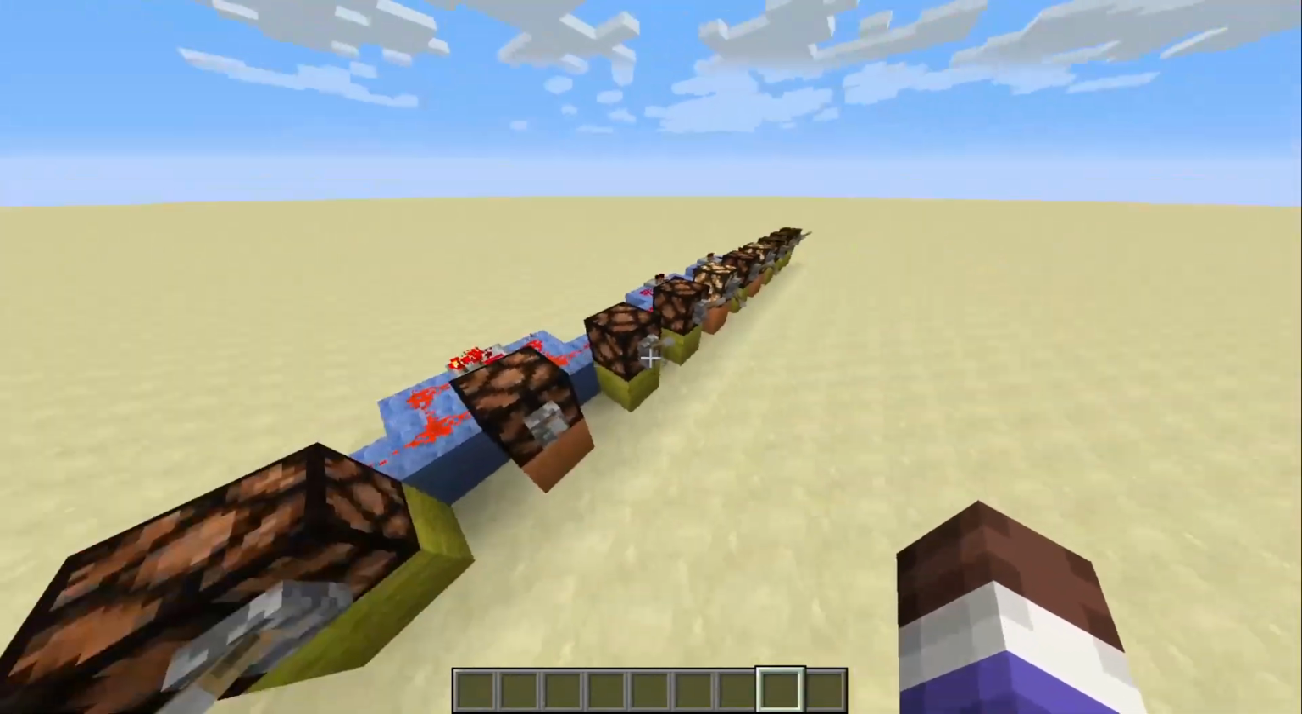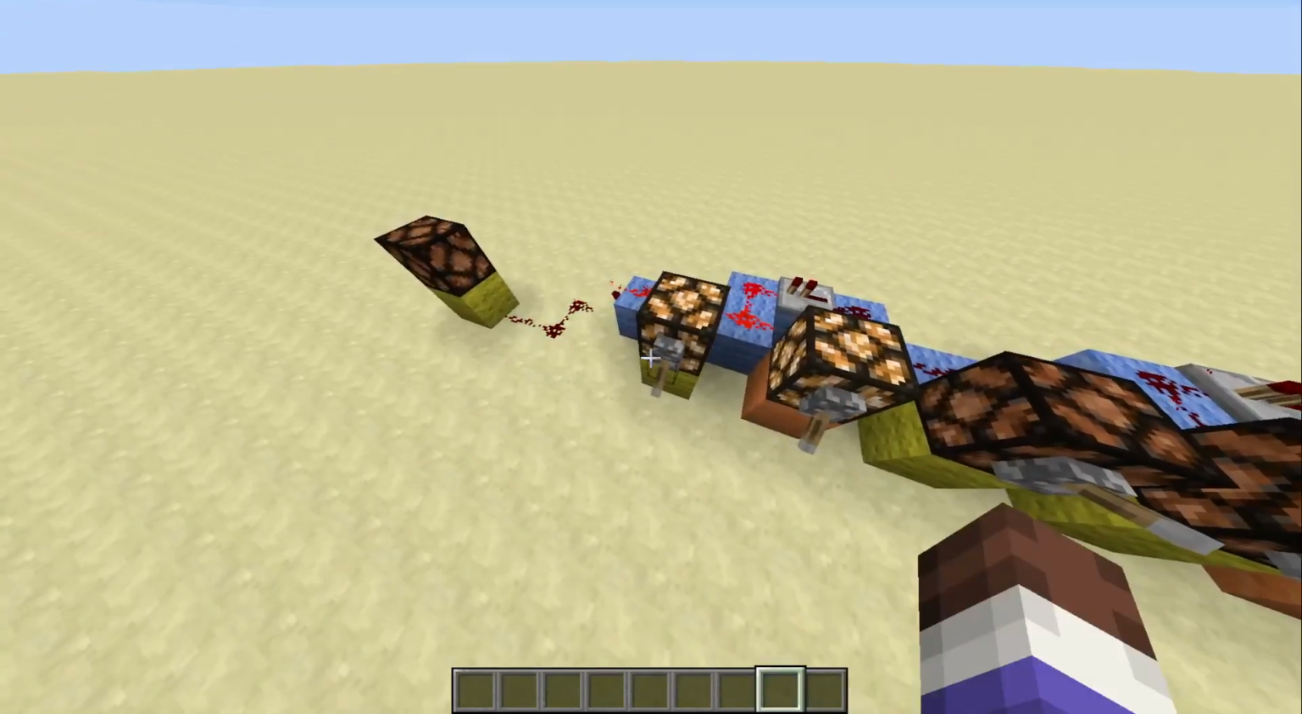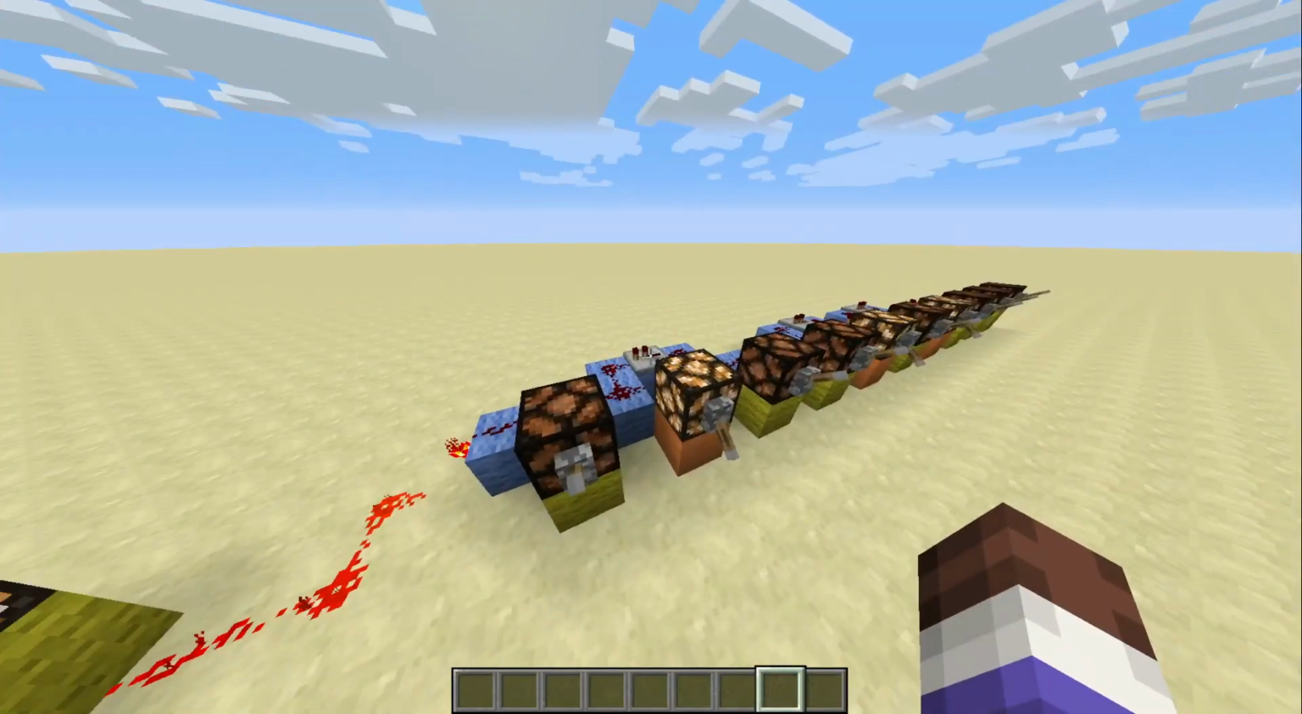If these are not right, then it's not going to be right. If this isn't right, then it's not going to be right. Boom, you solved it. Good job.